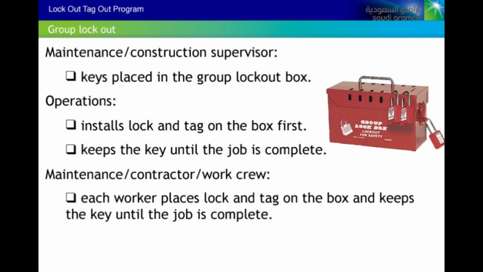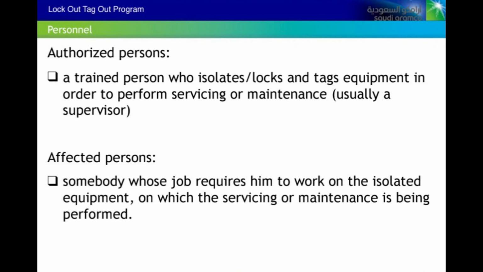Operations installs lock and tag on the box first. Keeps the key until the job is complete. Maintenance contractor work crew, each worker places lock and tag on the box and keeps the key until the job is complete. Authorized persons, a trained person who isolates, locks and tags equipment in order to perform servicing or maintenance, usually a supervisor. Affected persons, somebody whose job requires him to work on the isolated equipment on which the servicing or maintenance is being performed.